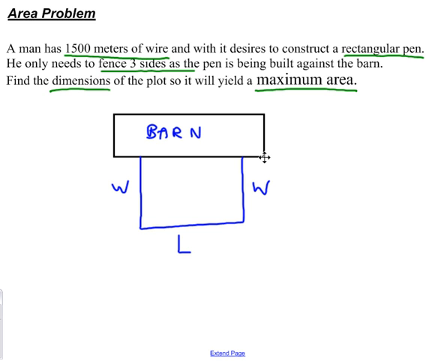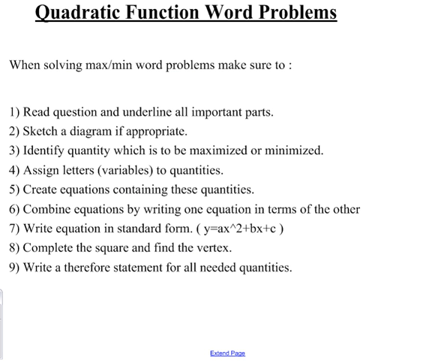Look back at our steps. We have read the question. We've underlined important parts. Check. We've sketched a diagram. Check. Let's now identify a quantity that's to be maximized or minimized. Well, we already said that's going to be area. Check. Assign letters to quantities. Let's go do that.